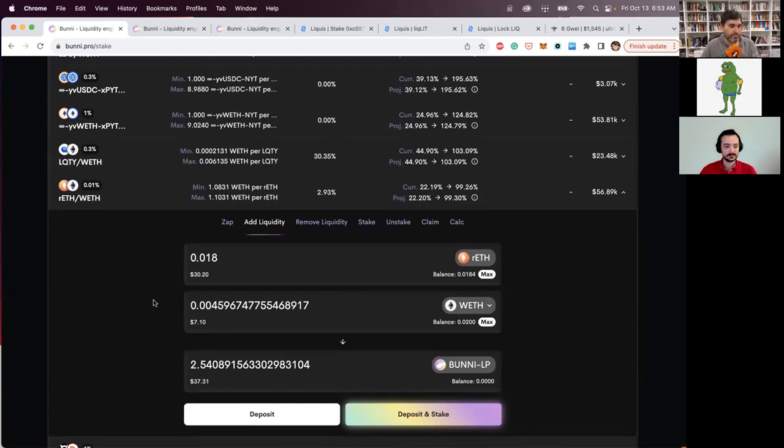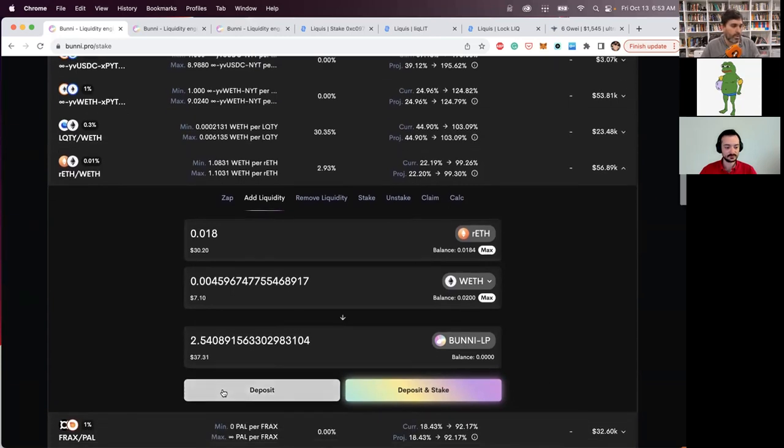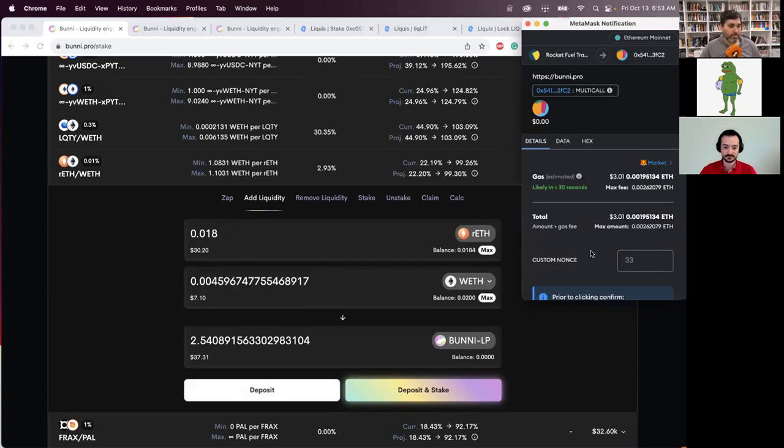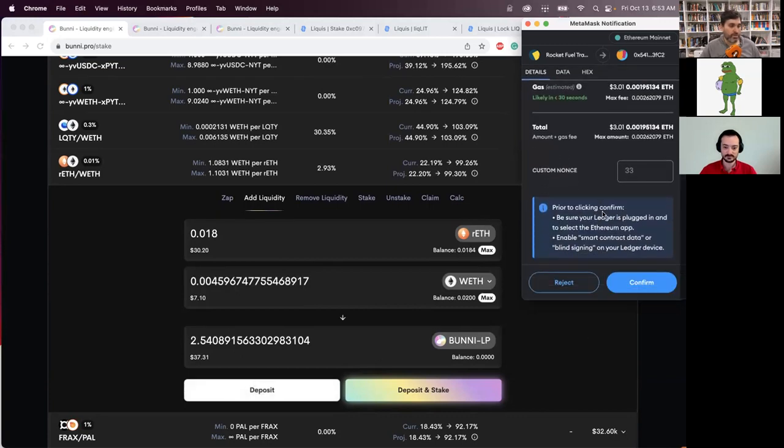So if you don't want to do that, you just click on deposit, and then you can deposit the LP token, which you're going to receive now, with Liquis, and we can jump into that after you did it. So the first step was there were 2 approvals that I needed to do: one approval for the rETH and one approval for the wETH, wrapped ETH. Then I've done those approvals, and now I just press the deposit button, not deposit and stake.